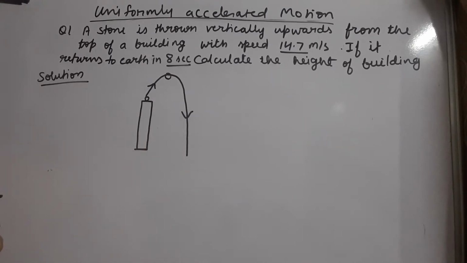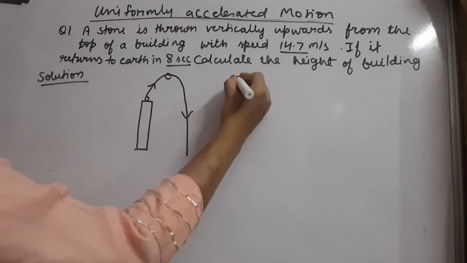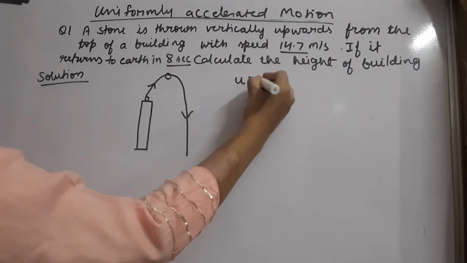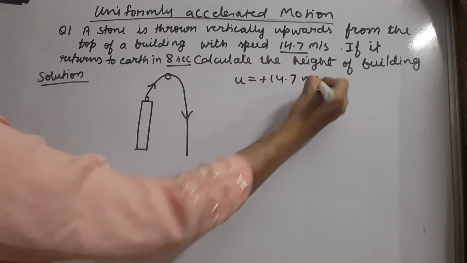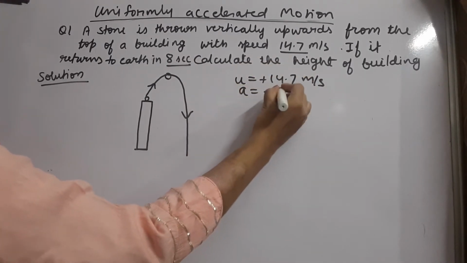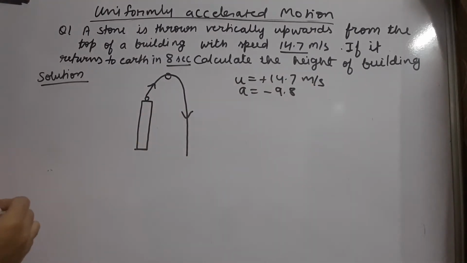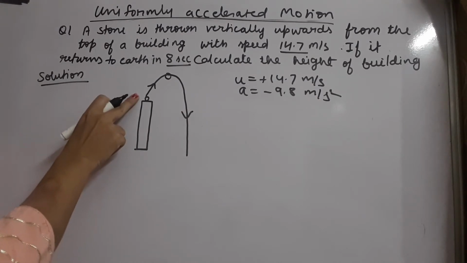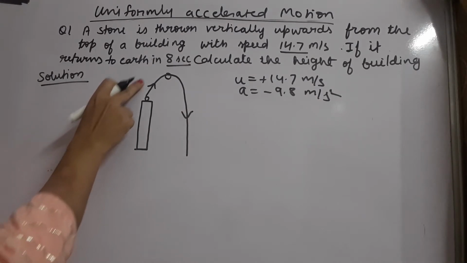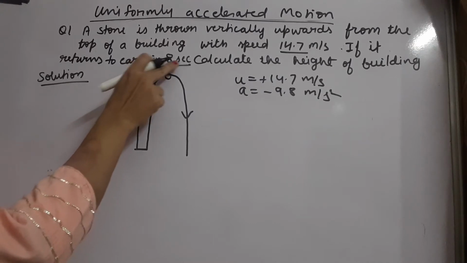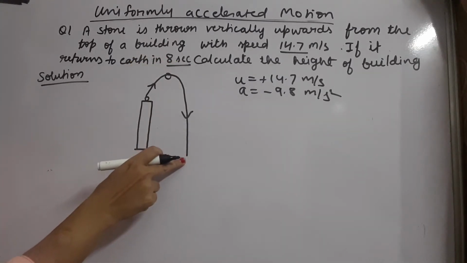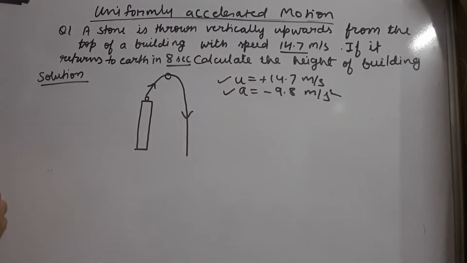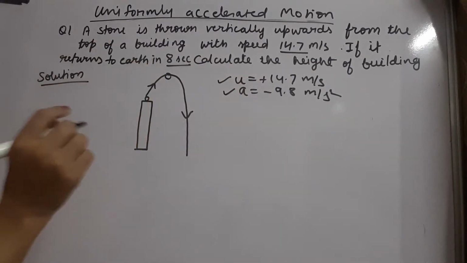So in these types of situations we have to do one thing: the initial speed of the stone is positive 14.7, and acceleration we have to take negative of g, that means minus 9.8 meter per second square. Whenever we are talking about the combined motion, that means the object first moved upward and then downward, then in these types of questions we have to take u positive and a negative.